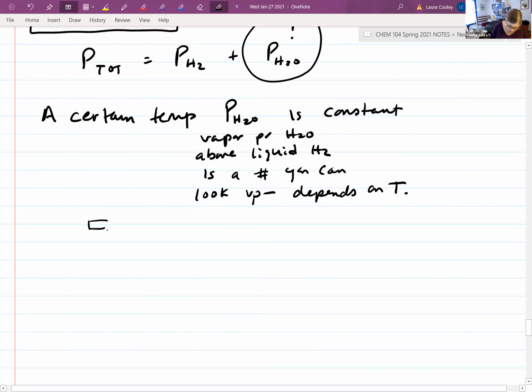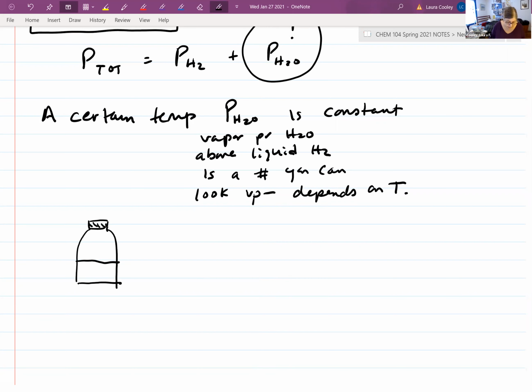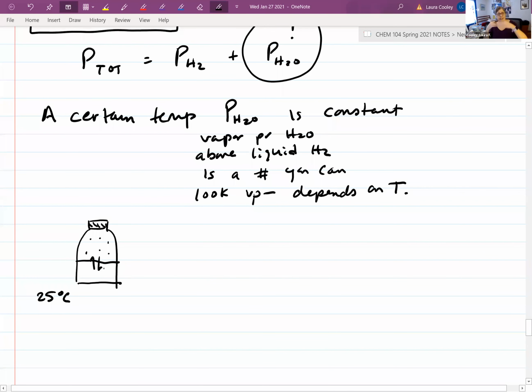But just so you know, here's a bottle with some water in it. I close the bottle. Let's suppose the temperature is 25 degrees C. If I leave this bottle closed, there are some gaseous molecules, and the process of going from liquid to gas and gas to liquid sets itself up in this closed container. And so this is the vapor pressure, pH2O, at 25 degrees C.